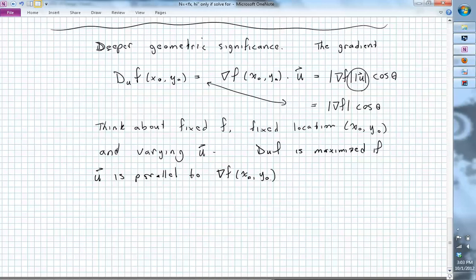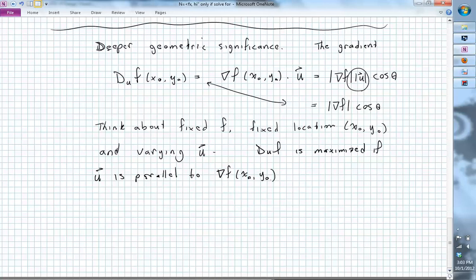Okay? And so when I say it's maximized in the direction parallel, what I mean is either you're climbing as quickly as you can, where u is pointing in the same direction as the gradient, or you're falling as quickly as you can, where u is pointing in the opposite direction. But in either case, when u is parallel, that's the most extreme direction.